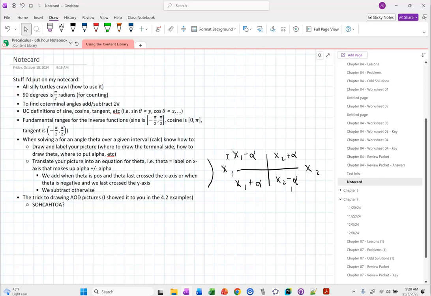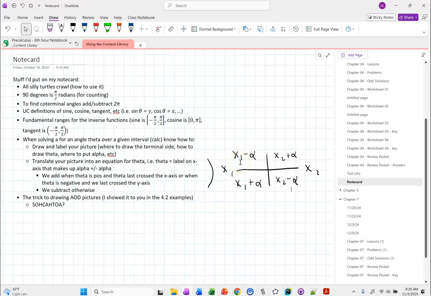When solving for an angle over a given interval, know how to draw and label your picture, where to draw that terminal side, how to draw theta, where to put alpha, etc. And then these other bullet points essentially boil down to this picture, using this picture, right?